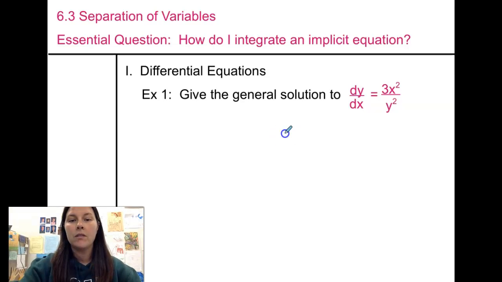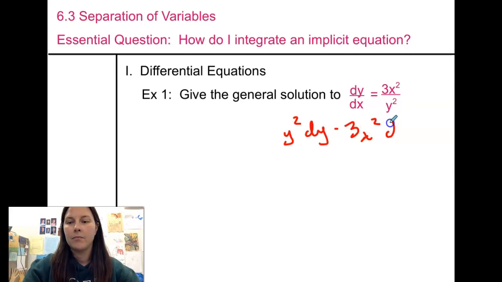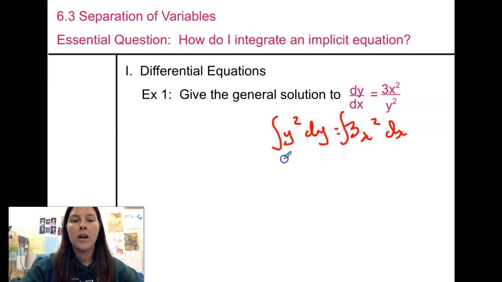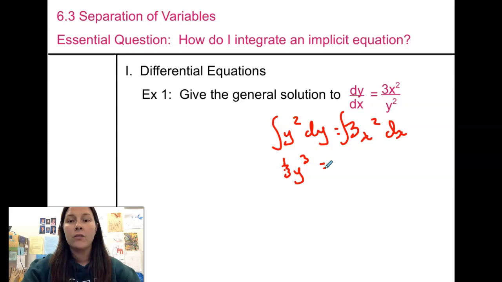Example 1, I'm going to multiply both sides by y squared and multiply both sides by dx. Integrating. The integral of y squared gives me 1/3 y cubed. We'll put that constant of integration on the side with the x. The integral of 3x squared is x cubed, and then we have our plus c.